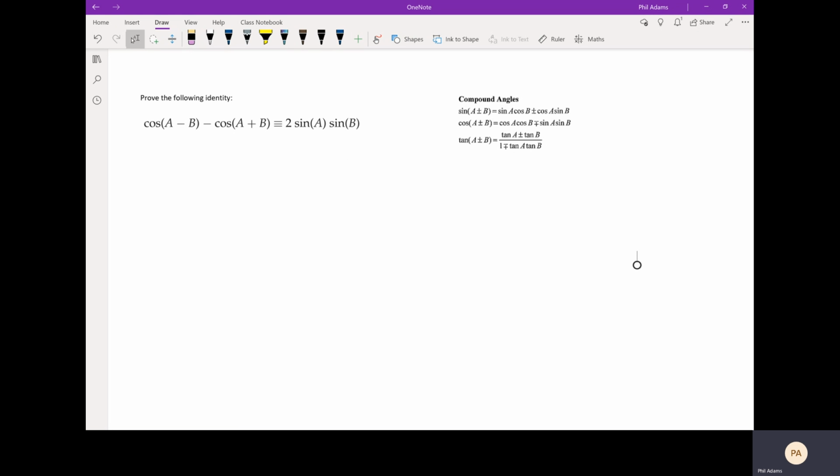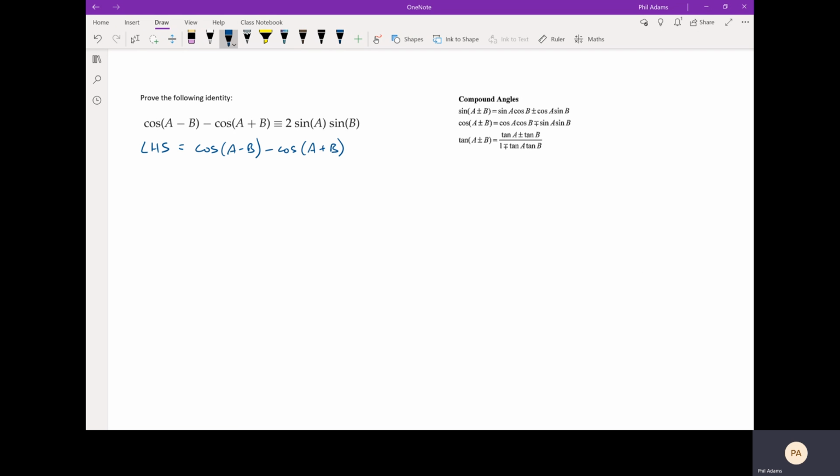So when we do identities, remember we pick a side. So I'm just going to start with the left-hand side, for example, and we state the left-hand side, and we then go through a series of steps to simplify that until it looks the same as the right-hand side. So that's where I'm starting.